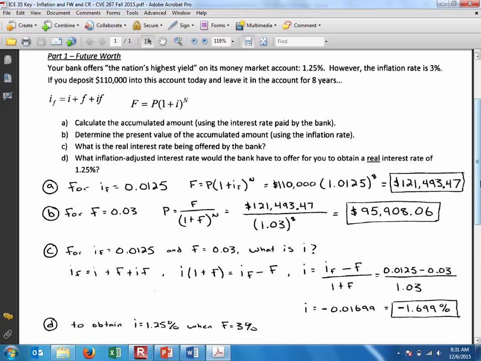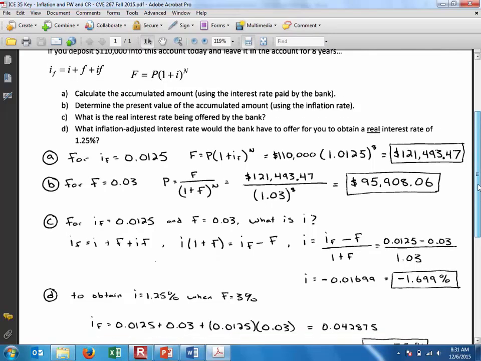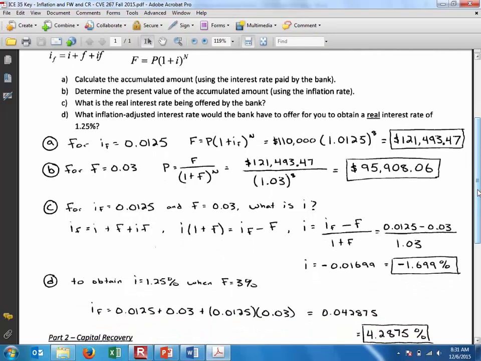So that's why they don't focus on the real interest rate. They just tell you what they'll actually pay you and not how bad or how good it actually is. Okay, the last part, in Part D, we said, well, what if we wanted our real interest rate to be 1.25% and not just the market rate? And so we could calculate that easily enough, combining together the inflation and the real interest rate. We get it should be about 4.29%. So any questions about this Part 1?